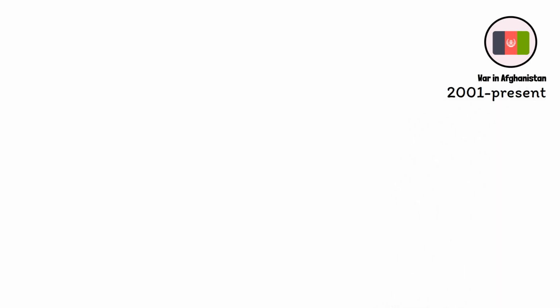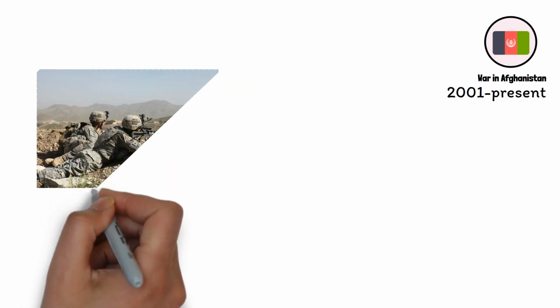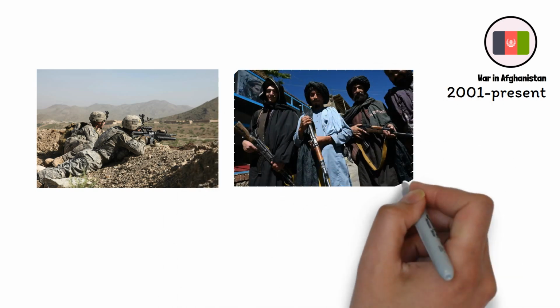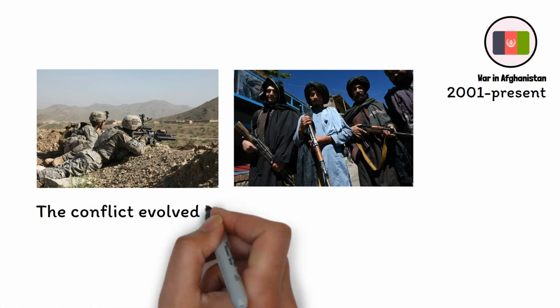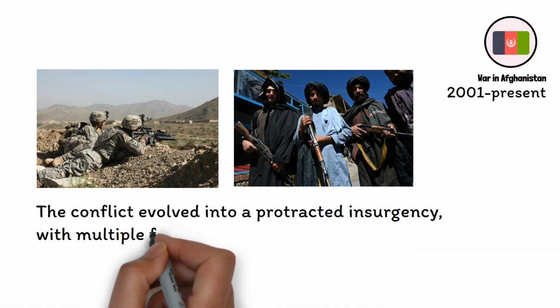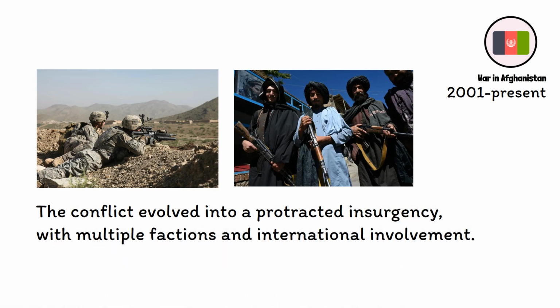7. War in Afghanistan, 2001–present. A war launched by the United States and its allies in response to the September 11th attacks. The initial objective was to dismantle al-Qaeda and remove the Taliban regime in Afghanistan. The conflict evolved into a protracted insurgency, with multiple factions and international involvement.